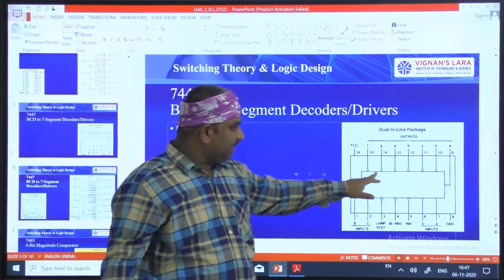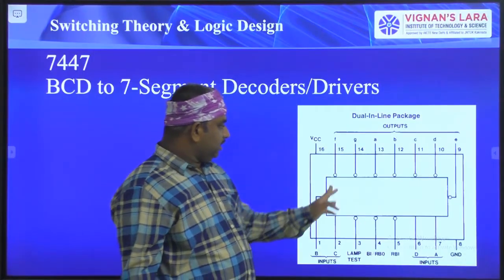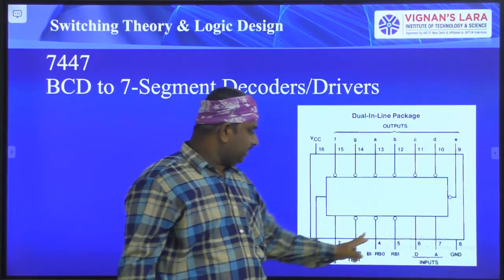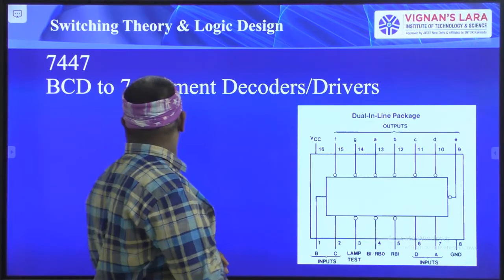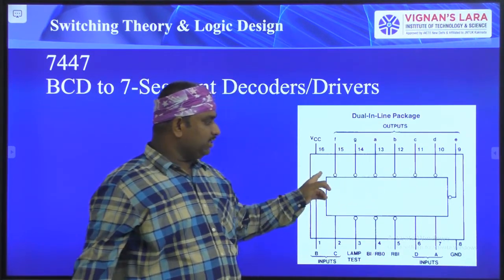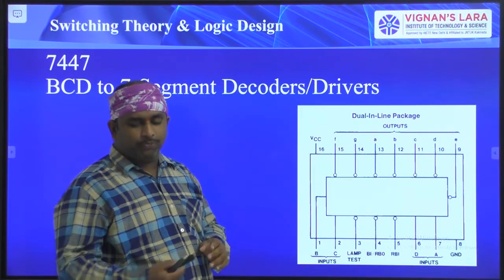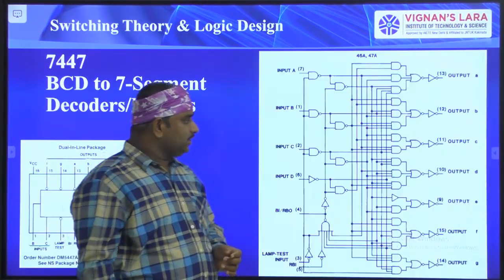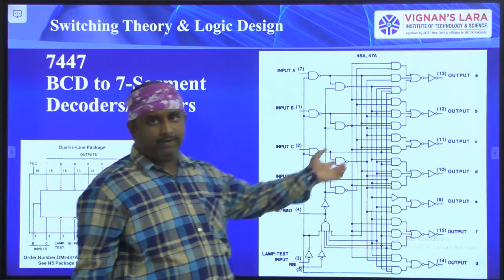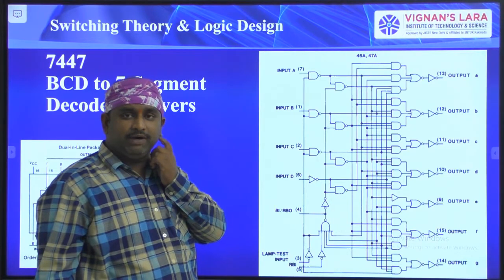So in this IC, see here, these are the active low outputs. I will show again. These are all the output pins, active low output pins. So 7447, first, second, third. There are a total of 7 output pins. All 7 output pins are active low output pins. Okay, so based on the active low output pins, this is the circuit diagram for BCD to 7 segment display.